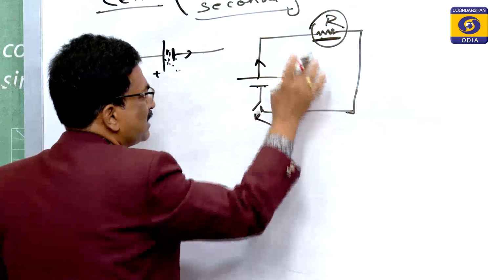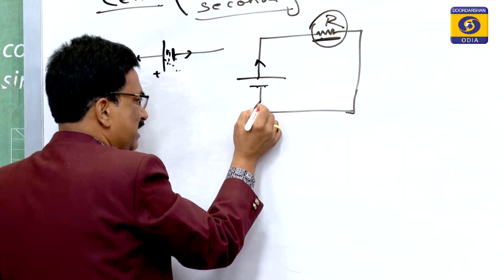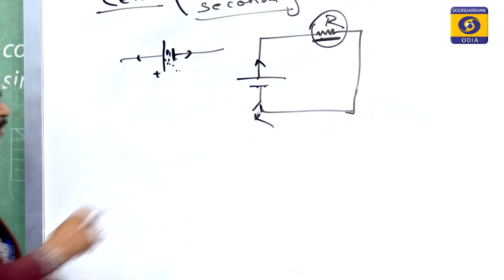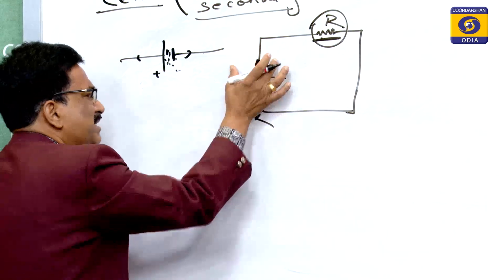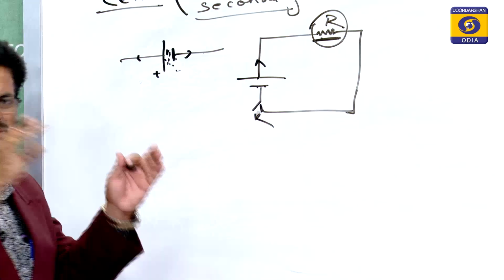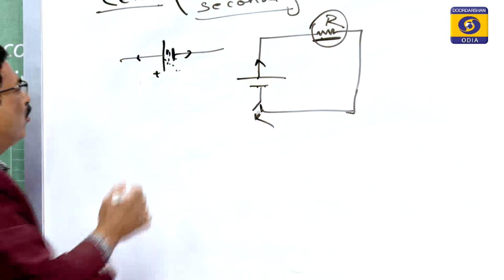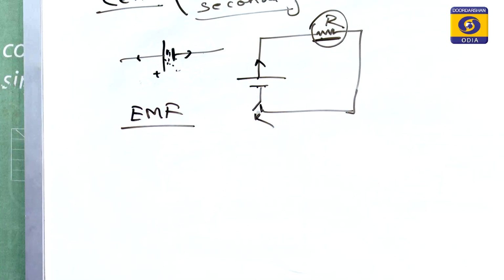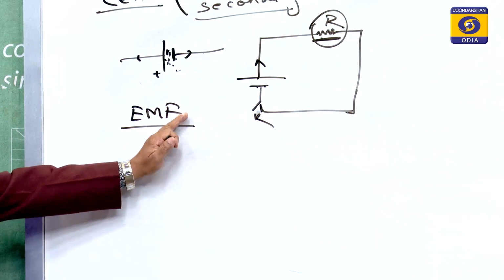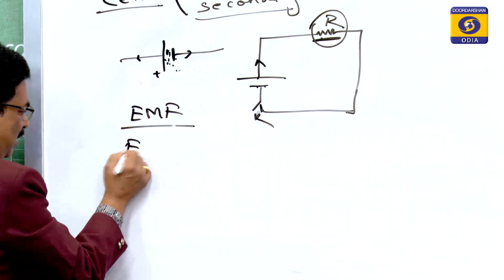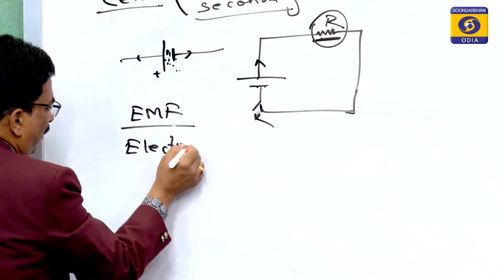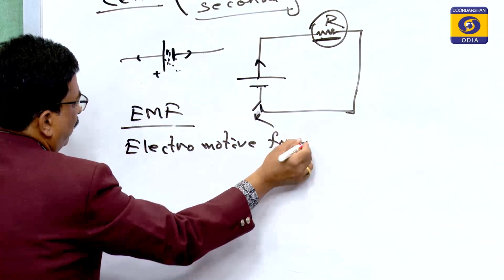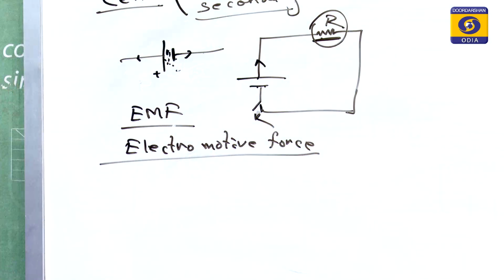But when this cell is in its position, meaning the circuit is closed, then that is called the potential difference. When only the battery is there, it is not functioning, meaning the circuit is not completely closed, then that one is known as the EMF. EMF means electromotive force. That is the electromotive force.